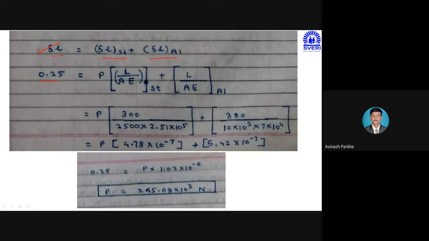Okay, so at the left side, the total deformation is given, that is 0.25, which is equal to, we have the two formulas. Total deformation is equal to PL upon A E of steel plus PL upon A E of aluminum. As both members are subjected to the same amount of load, which is applied at the top side, that means P is the constant parameter. That means the steel bar is subjected to P amount of force, as well as the aluminum bar is also subjected to the same P amount of force.